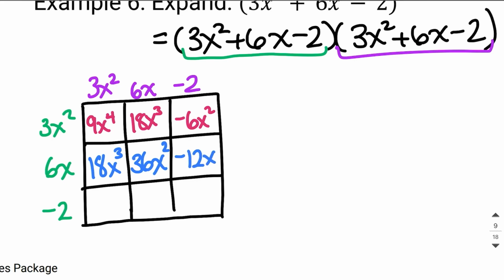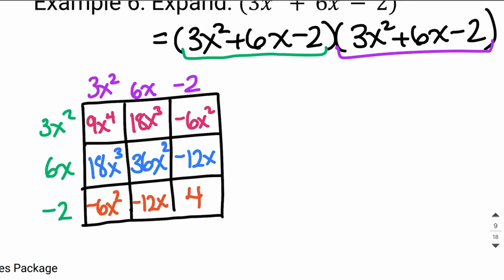And then in my last row right here, I would multiply negative 2 through to everybody. And that's pretty much what this is saying right here. So I would do negative 2 by 3x squared, and that would give me negative 6x squared. This would be negative 2 by 6x, which would be negative 12x. And then this would be negative 2 by negative 2, which is a positive 4.